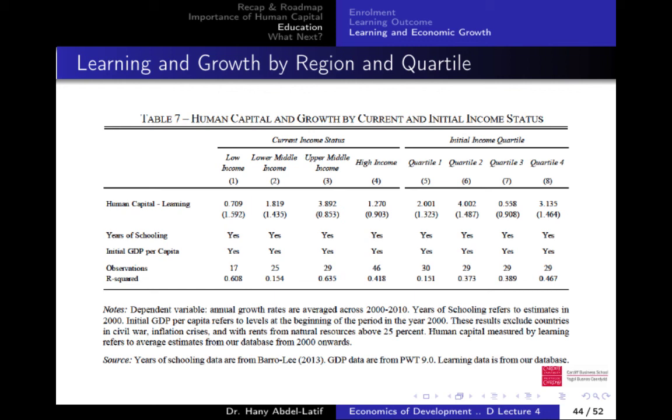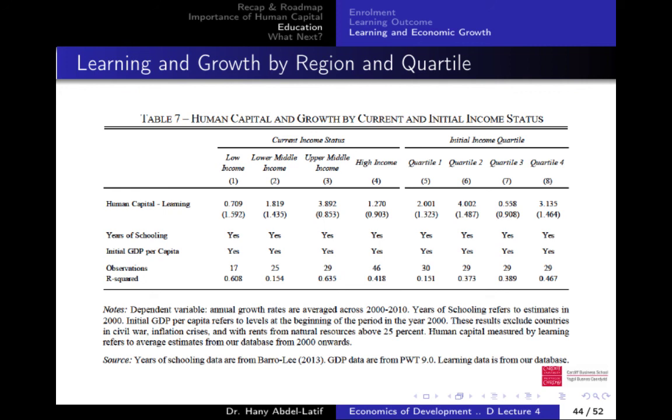What we are interested in is the learning, so human capital is the part of learning. And these are the estimated coefficients: 0.7, 1.8, and it seems all positive. That means learning would increase economic growth. However, what's more interesting is the magnitude of these coefficients, how large or small they are. When you look at the upper middle income, it's actually the highest. So what does this tell us?